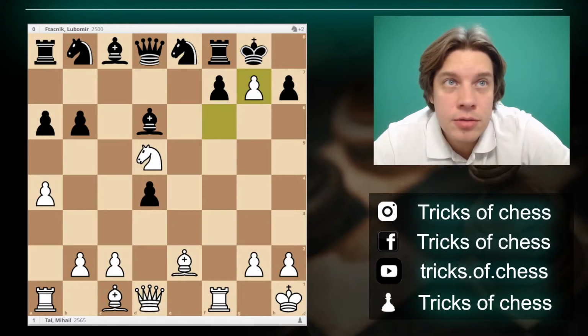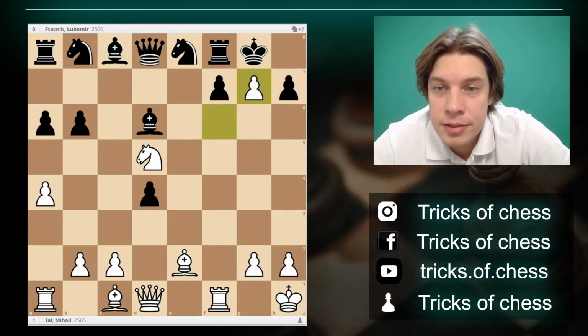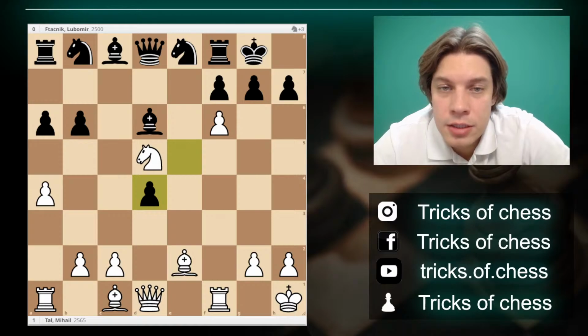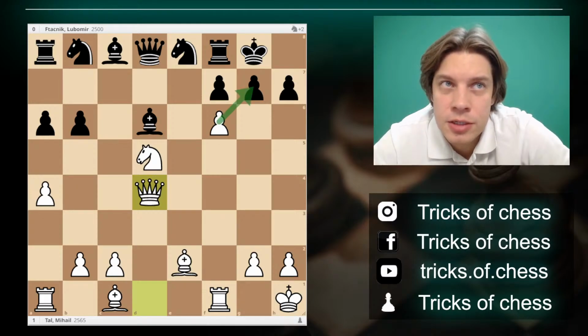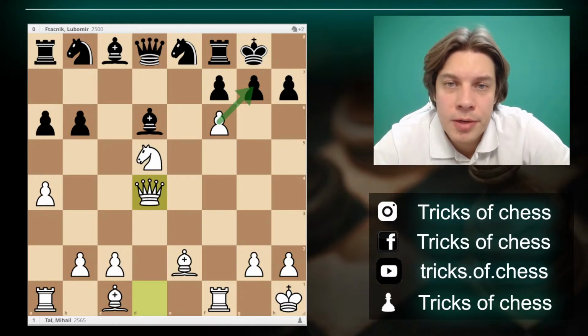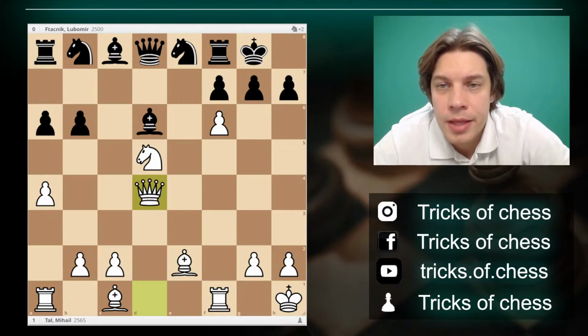But Mikhail Tal couldn't find it. Instead, he decided to play queen d4 immediately. No, he didn't. He played queen d4. I'm sure he did analyze f takes g7, but he didn't calculate it to the very end, and probably just wasn't sure that f takes g7 is better than queen d4. So he played queen d4, knight c6.